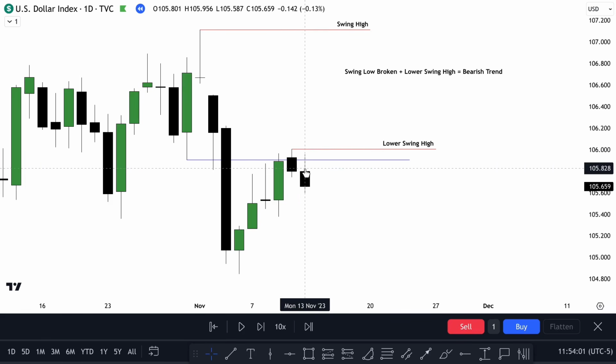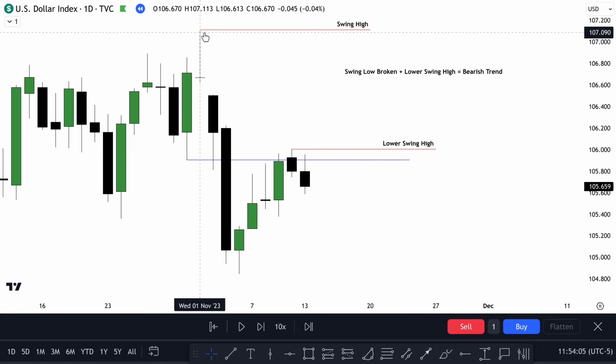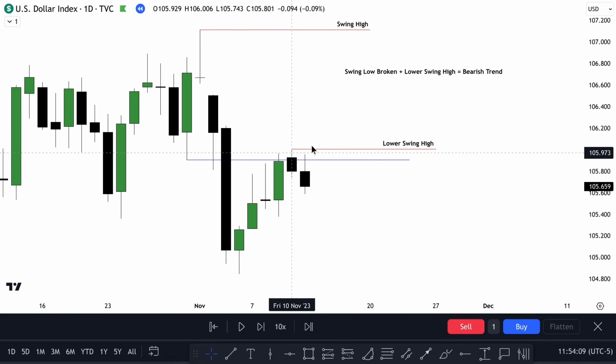What makes this a lower swing high? Well, we can see it's physically below this swing high formation that's up here. So this is the higher swing high, and this is the lower swing high. Once we have that swing low broken plus lower swing high, we have a bearish trend that's most likely going to unfold within the next couple days or week.